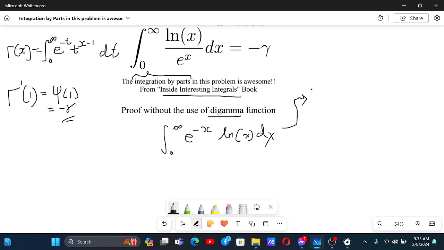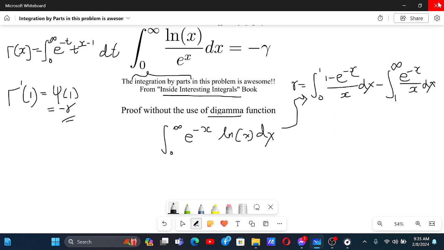Another form of the definition of the Euler-Mascheroni constant is the integral from 0 to 1 of (1 minus e to the power minus x) by x dx, minus the integral from 1 to infinity of e to the power minus x by x dx. This manipulation is given by Gauss, and I have already derived this as well in my video over here. Check the link. So now we'll try to take this integral in this form. Since we have to get the negative of the Euler-Mascheroni constant, we will get plus over here and minus over here. Let us see how we get that.